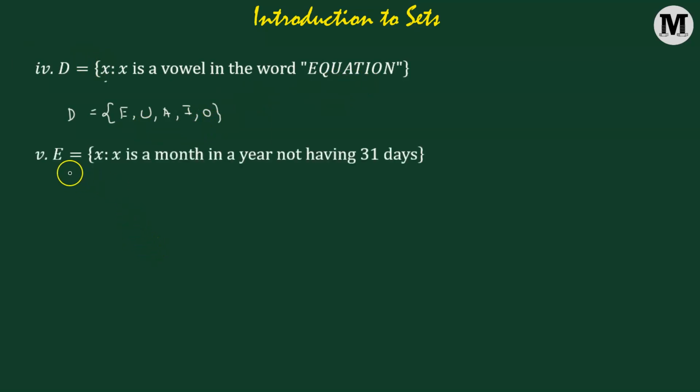So we have a set E containing the elements x, where x represents the month in the year not having 31 days. So we have to list out all the months in the year that do not have 31 days. So we can start with February, then followed by April, then we have June, then we have September, and then we have November. So these are the 5 months that do not have 31 days. Let's go to the final problem.